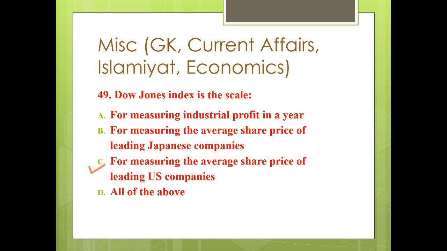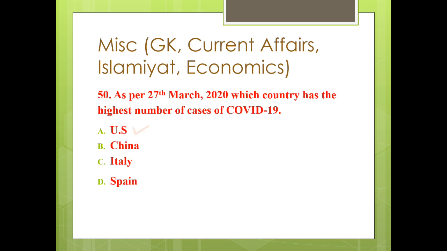Dow Jones Index is the scale for measuring the average share prices of leading US companies. It is related to America only. Then, as per 27th March 2020, which country has the highest number of cases of COVID-19, which is the coronavirus? Well, the leading one over here is US. Even now, there are more than 1 lakh cases in United States of America, followed by China, and then comes Italy in the third place.